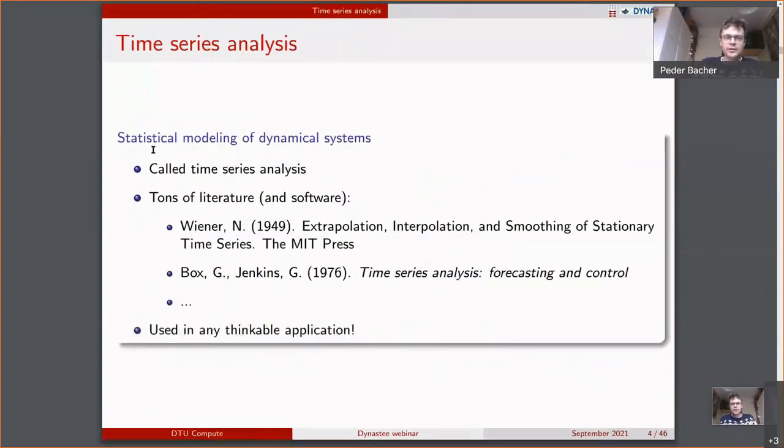This is what we call time series analysis, when the data we're modeling comes from time series, which is data sampled over time. Often we have to include the dynamics of a system, so we're modeling dynamical systems. We'll come back to what that means in particular. We call it time series analysis, and there is a lot of literature from way back in time. This is still very much used today in many applications, from medicine to robots to finance. It is used everywhere.